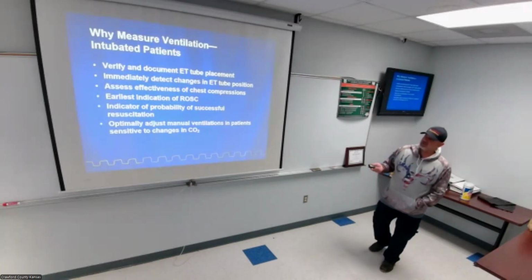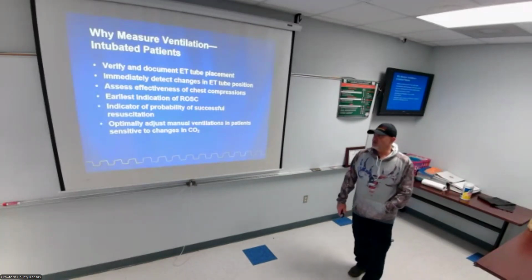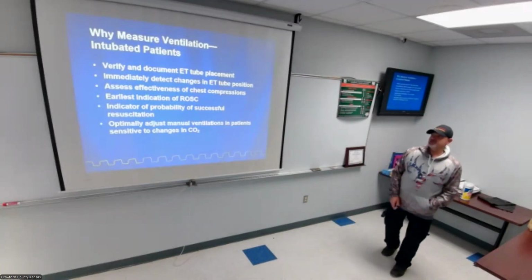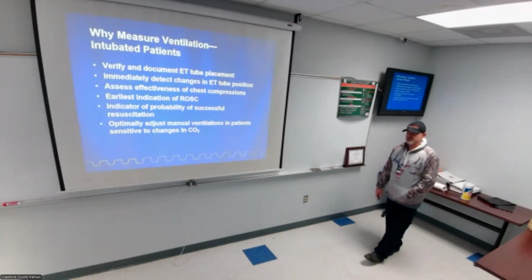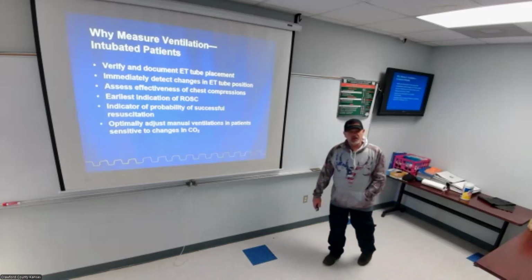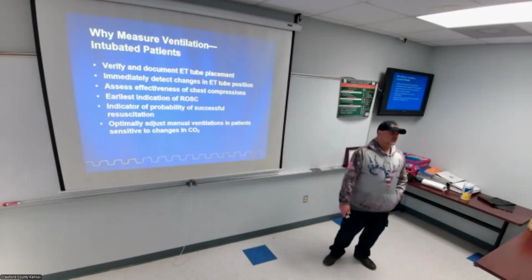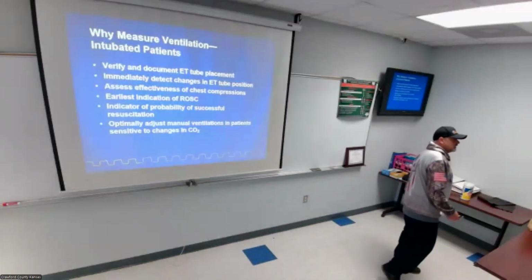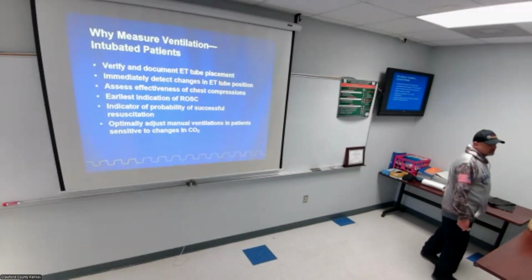Indicators of probable success of resuscitation go up. You can adjust your ventilation to your patient for sensitive CO2 changes. If you're running a little high, just increase your breath rate or increase your tidal volume, whichever one fits the patient better, in order to get that back down between 35 and 45.